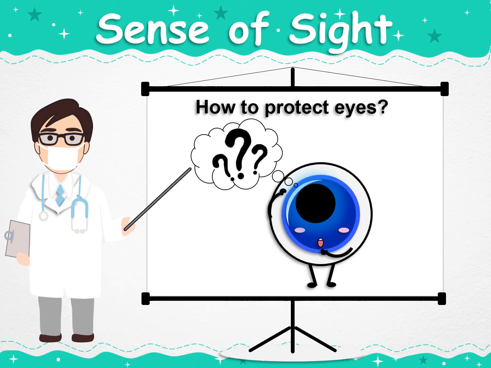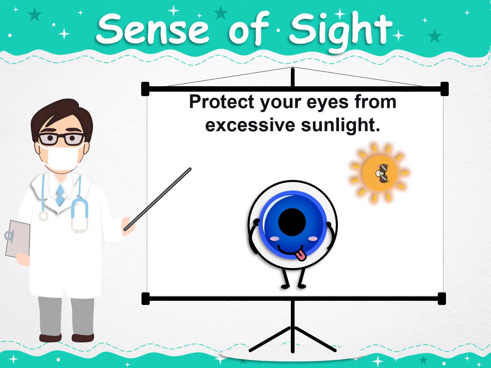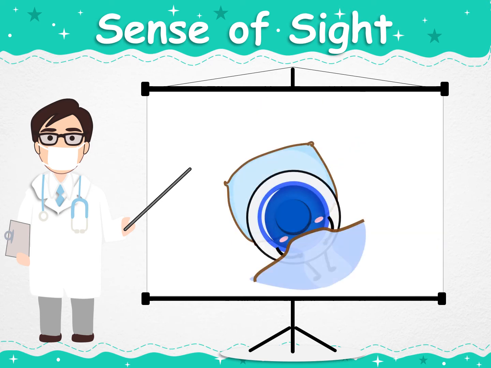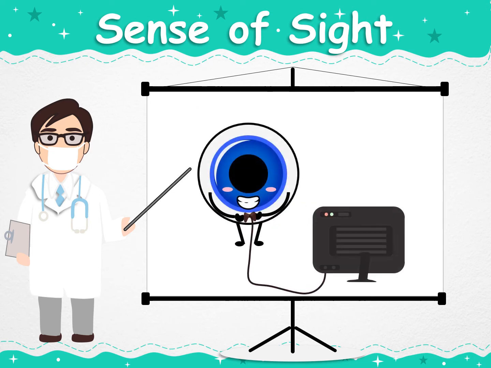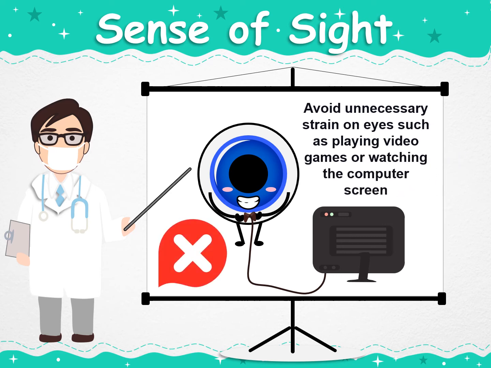So, what should I do to protect my precious eyes then? Okay, first, you should protect your eyes from excessive sunlight exposure. Next, it is mandatory to sleep well. Then, avoid unnecessary strain on eyes such as playing video games or watching the computer screen for long hours.